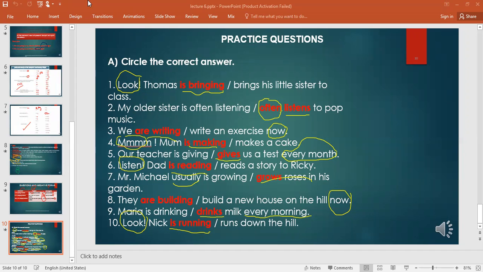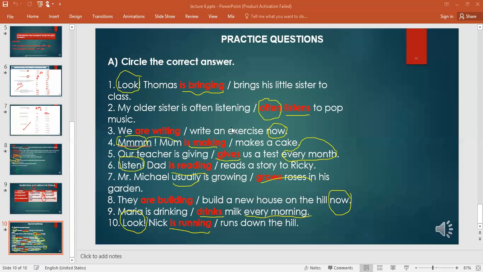Number 3. Yes, Maya. We are writing an exercise now. We are writing because we have we. And which word shows you that this is the progressive tense? Now.